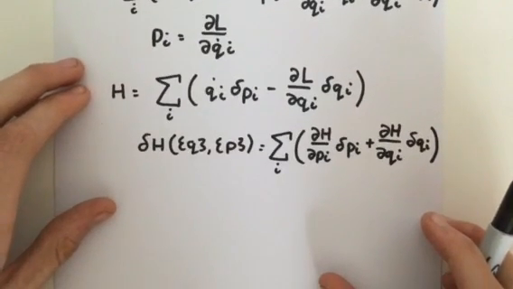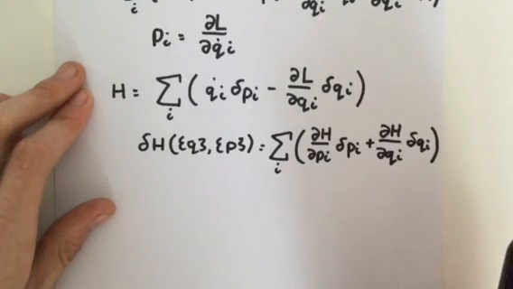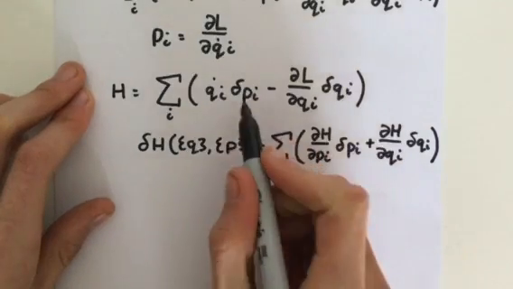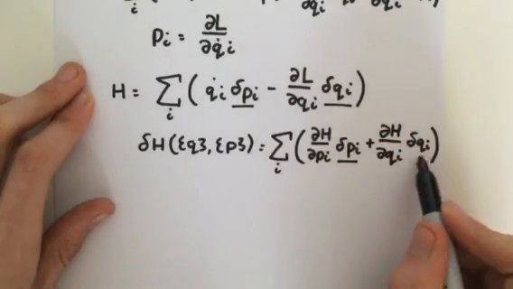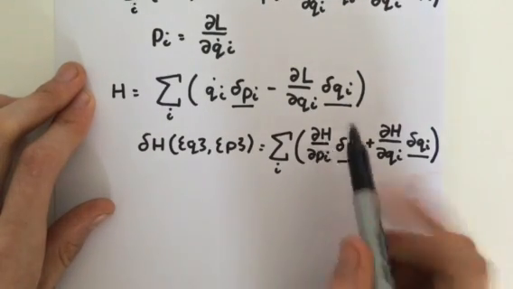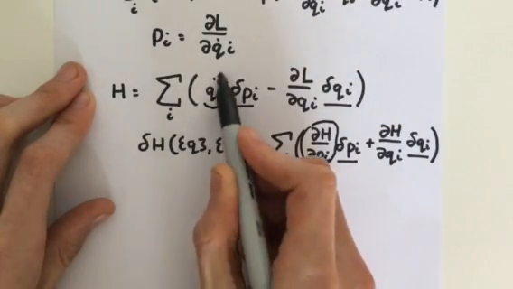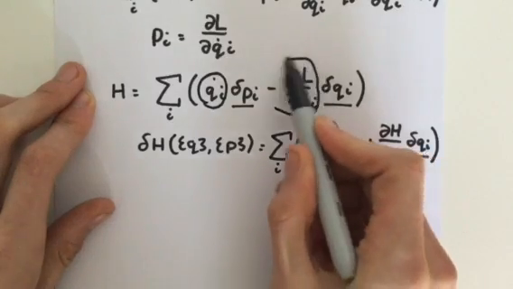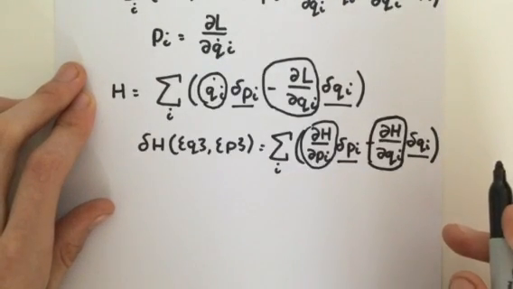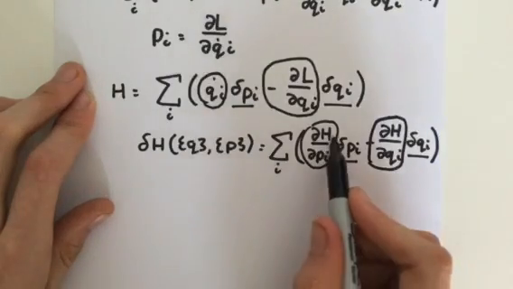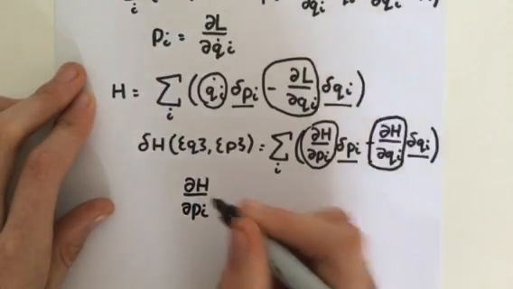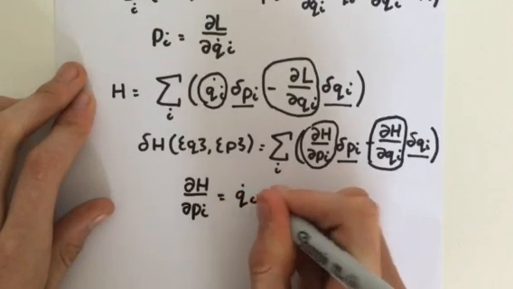Now, by matching the terms proportional to delta q_i and delta p_i, we can get the Hamiltonian equations. We have delta p_i here, and we have delta q_i and delta q_i. This is very, very similar, so they should be equal. If we match dH by dp_i, which we have here, with q dot i, and then we match minus dL by dq_i with dH by dq_i here, we can derive the Hamilton equations. And so dH by dp_i, the partial of H with respect to p_i, is equal to q dot i. That is our first Hamilton equation.